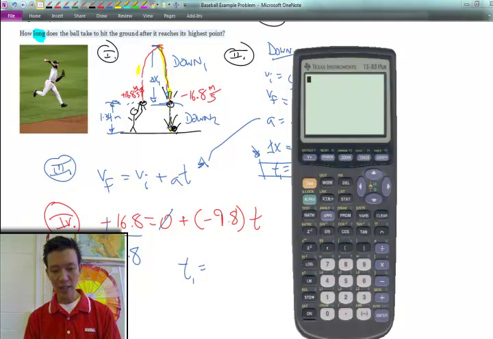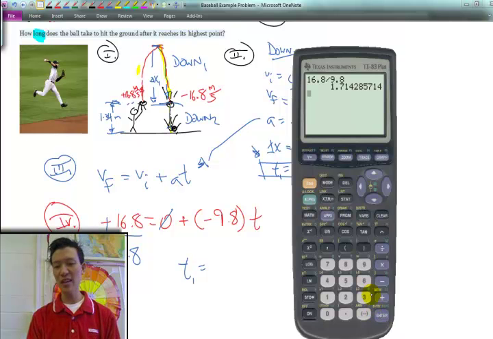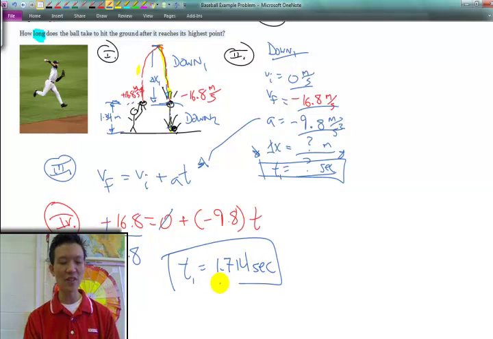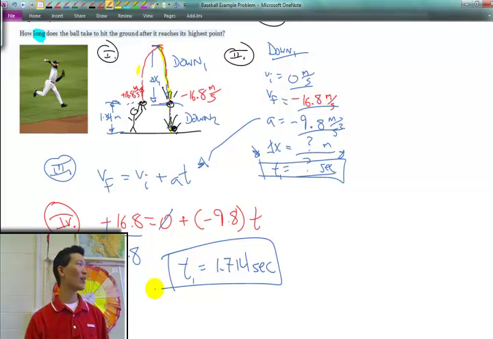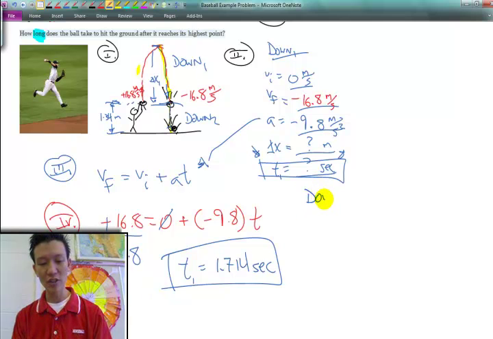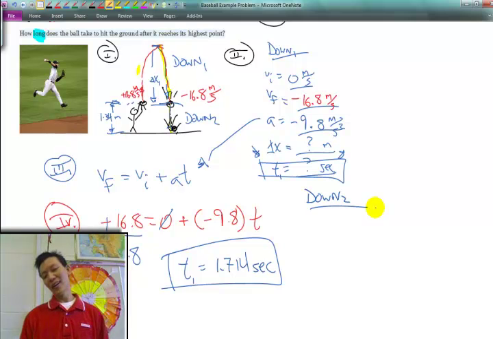So let's get out. I'm going to take 16.8, divide that by 9.8, and I'm getting a whopping 1.714. Let's keep a couple decimals. 1.714 seconds, okay? Notice, is that the total time to hit the ground, or is that just the time to come back down to your hands? That's just coming back to your hands. So to finish this, we've got to figure out the second part of the trajectory. I'm going to call this down 2, okay?